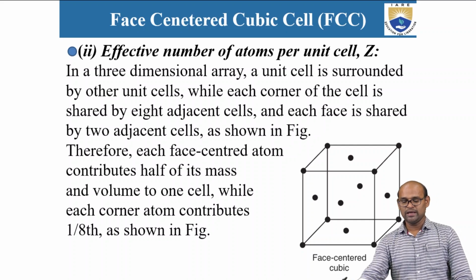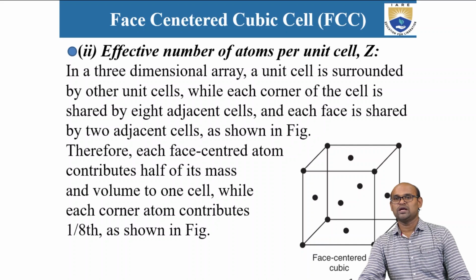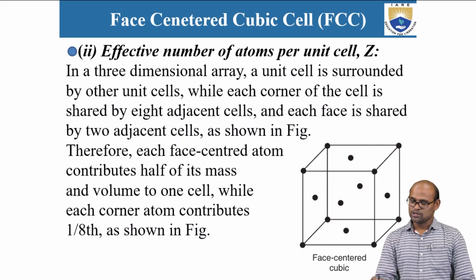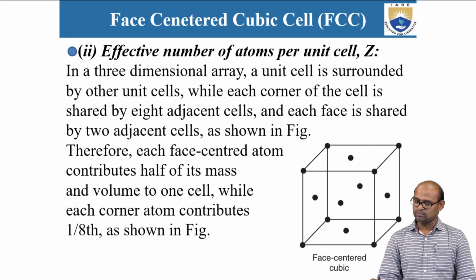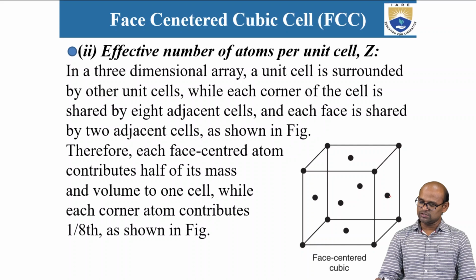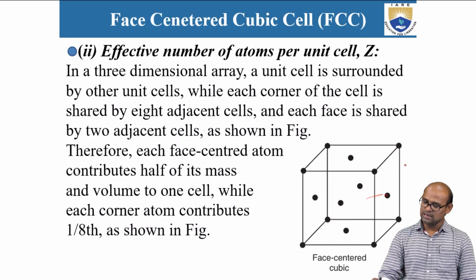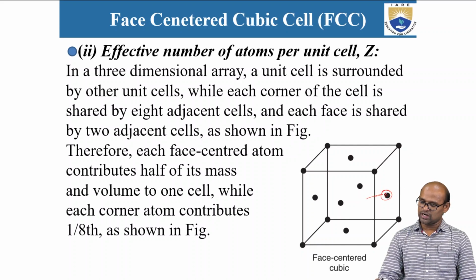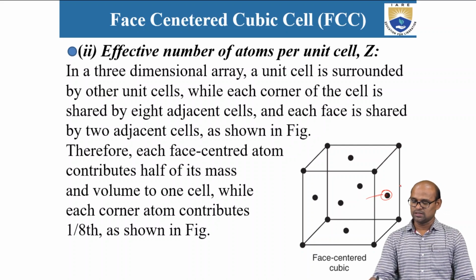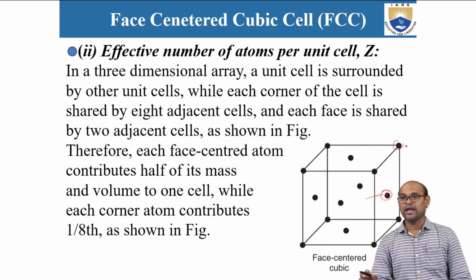Okay, so in a 3-dimensional array, a unit cell is surrounded by other unit cells, and each corner of the cell is shared by 8 adjacent cells, as we know, and each face is shared by 2 adjacent cells. So this face, for this unit cell, has a neighboring unit cell. So this atom is shared by this unit cell and another unit cell. So each face atom is shared by 2 unit cells, whereas this corner atom is shared by 8 of them, right?